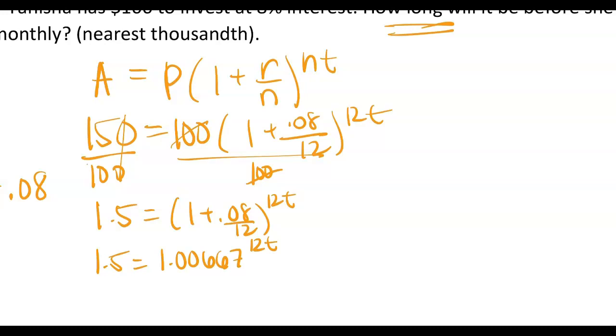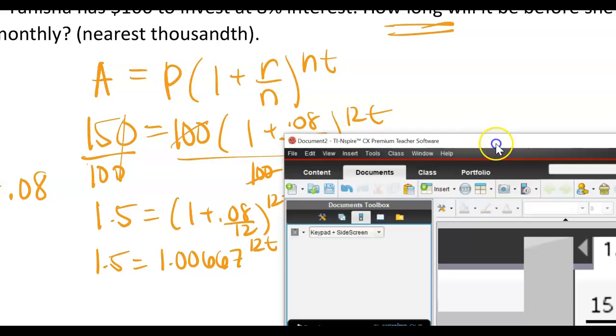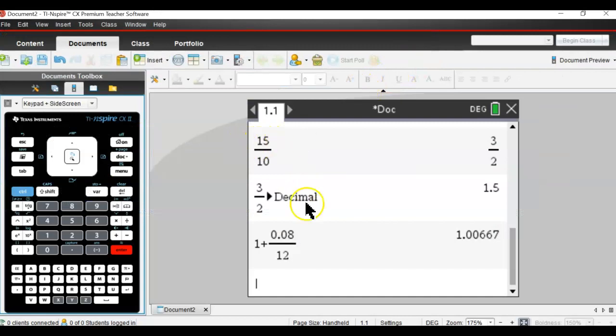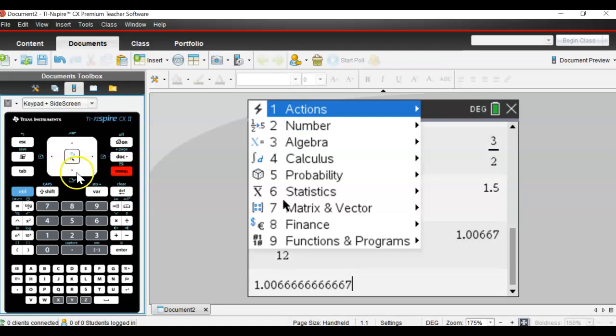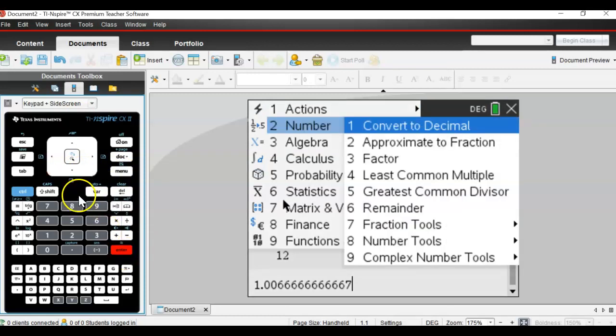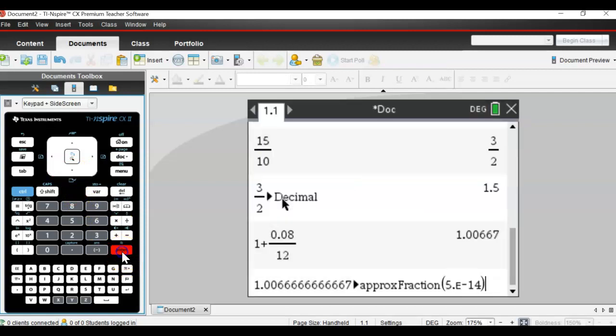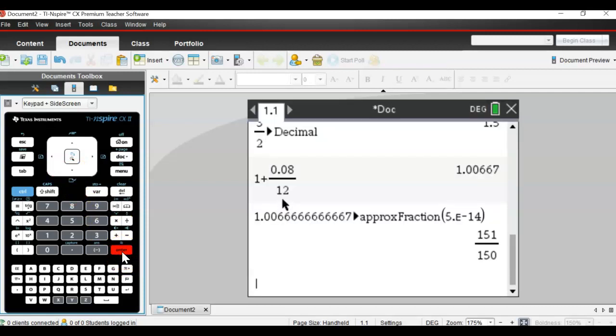This 1.00667 can actually be rewritten as a fraction. There's method to my madness, guys, so pay attention. I'm going to scroll back up and highlight it, copy it down, and I'm going to change this into a fraction. You'll thank me later. Menu, scroll down to number 2. We're going to change this into a fraction. This is going to turn into 151 over 150, and this is going to be raised to the 12 times t power.